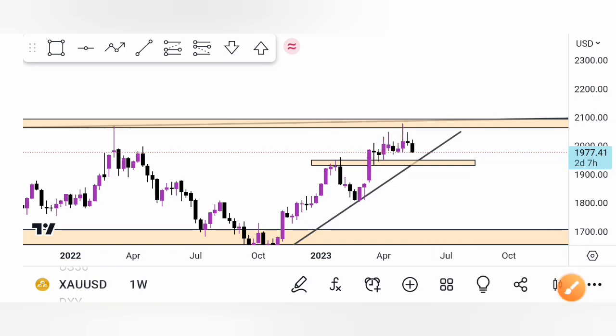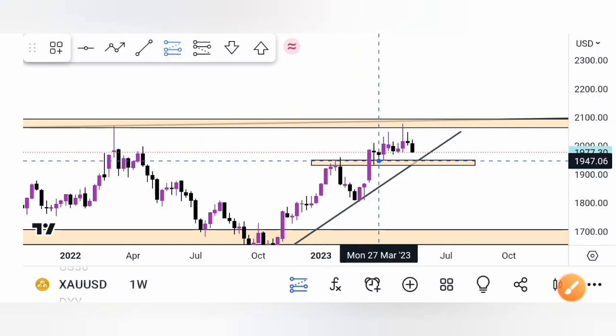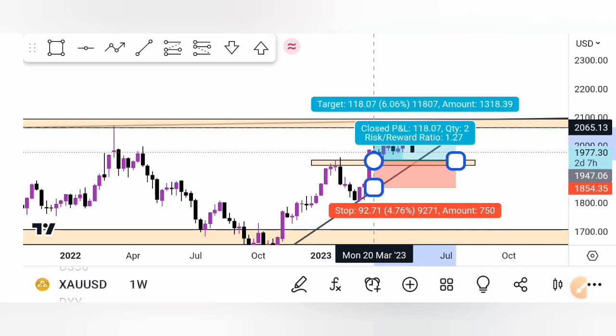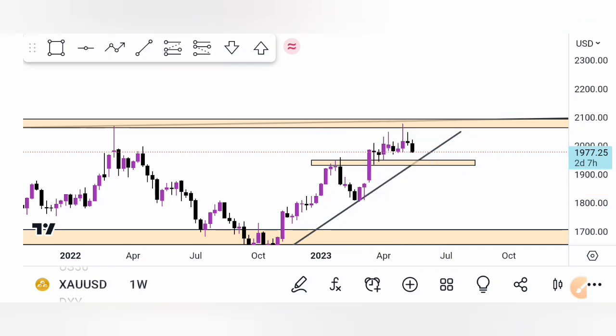And if you had bought in that area, how many pips would you have caught? Let's check it out. You would have caught 118 pips. Imagine, man, that's a lot of money right there. On a weekly time frame, you would have made so much money. Simple rules you're following. Simple thing is just the trend line and a key area of entry, right?